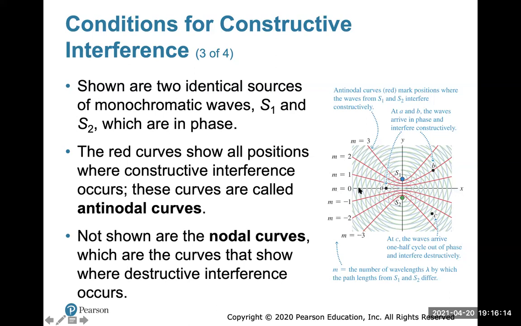The x-axis is also an antinodal curve. And that is the line along which there is no path difference. We could say that the number of wavelengths by which the path lengths from one source and the other to this point differ is zero. The number of wavelengths, m, and we're going to come back to this idea of m and talk about the order of path difference. We can say it's of order 0, order 1, order 2, and what we mean is m is 0, 1, or 2. If the path difference is twice the wavelength, then we're talking about m equals 2. And that's exactly what we had when we considered point B.